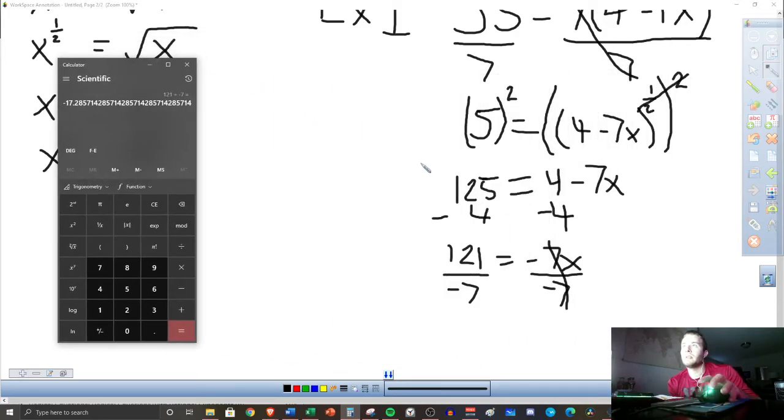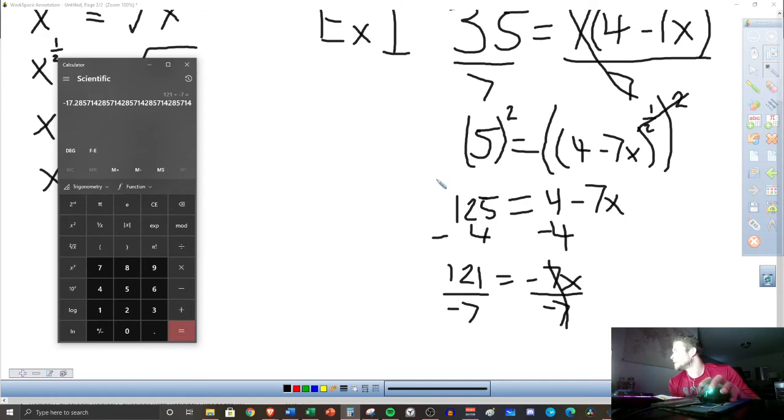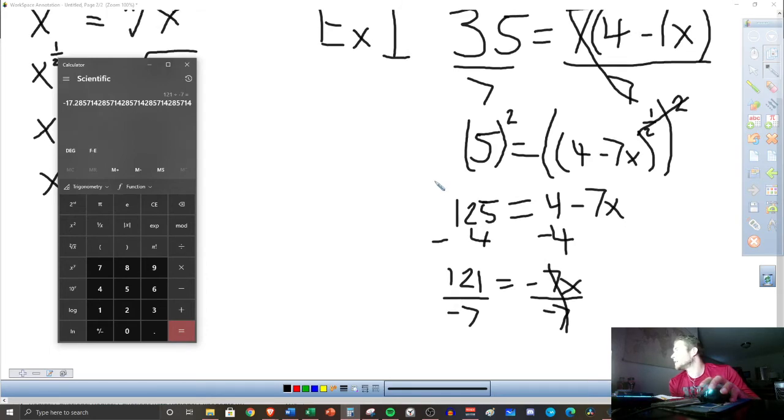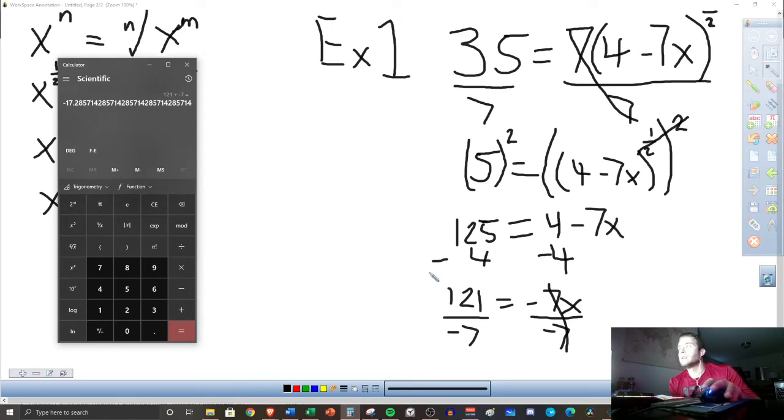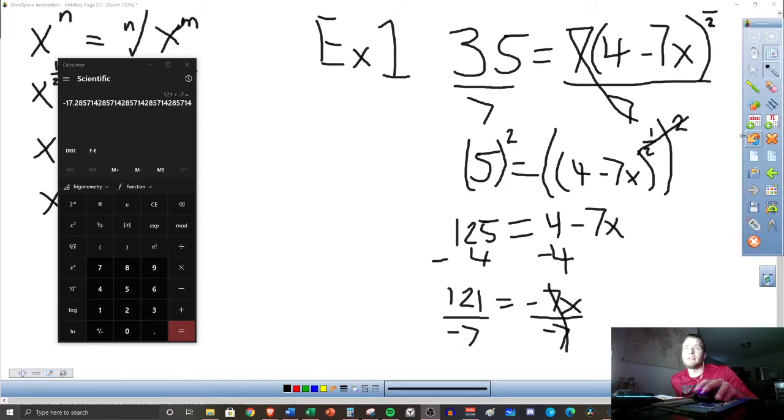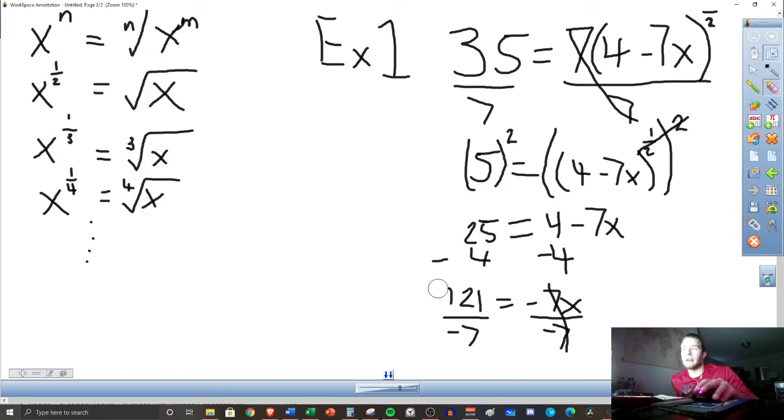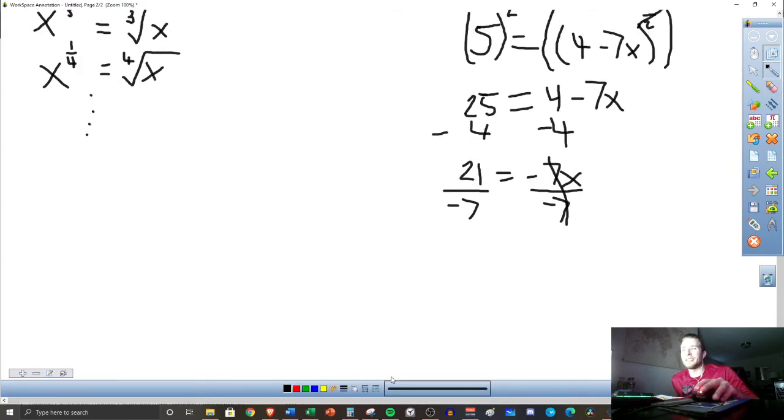Did I mess something up here? Hold on. Minus 21 divided by 7. Hold on one second. Yeah, I messed up something real bad. So I see that this should just be 25, which makes this 21. I'm sure y'all are seeing that at home. So this is negative 3 equals x.